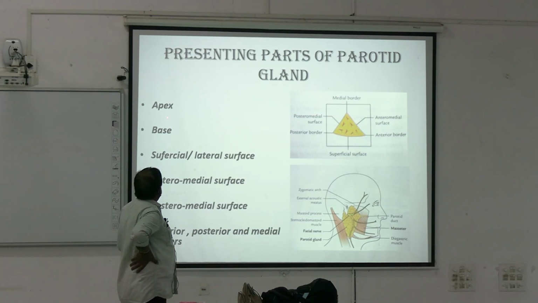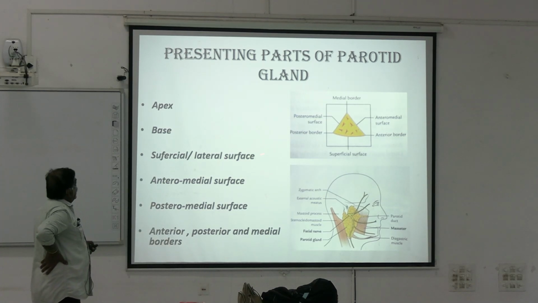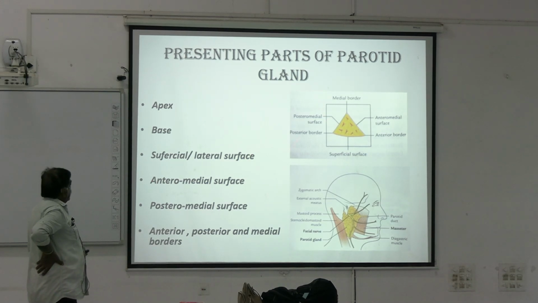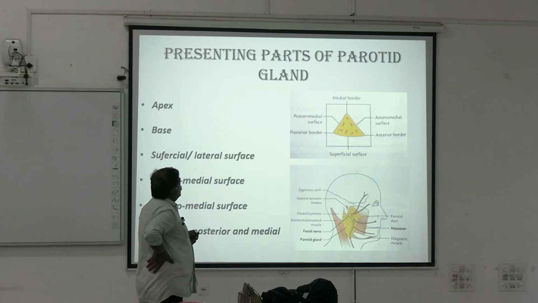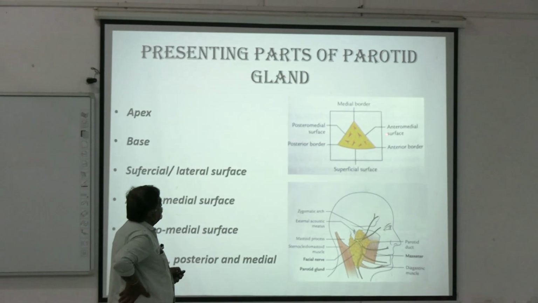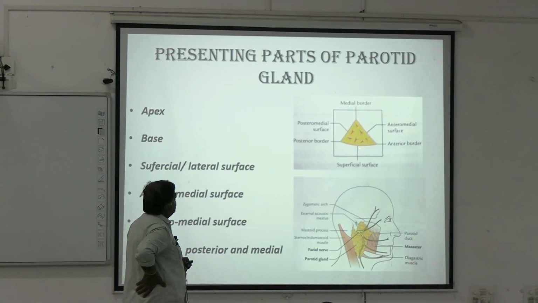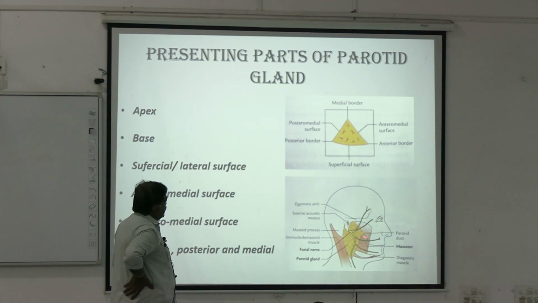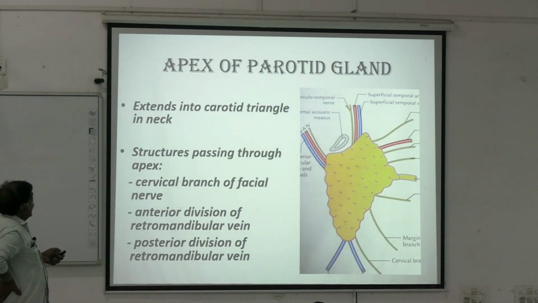This is the pyramid. It's pyramid-like: apex and base, superficial or lateral surface, anteromedial surface, posteromedial surface, anterior, posterior, and medial borders. Now, you can see the medial border, posteromedial surface, posterior border, anteromedial surface, anterior border, and the superficial surface. This is the superficial surface. This is represented with the facial nerve. Next.